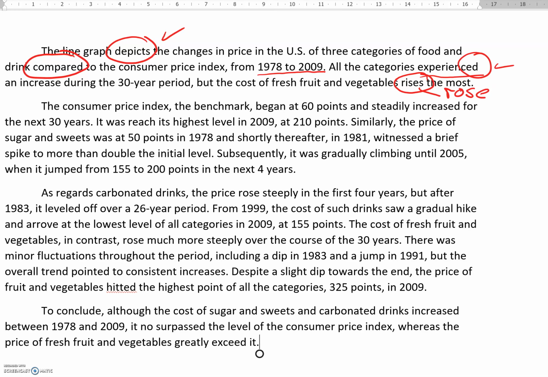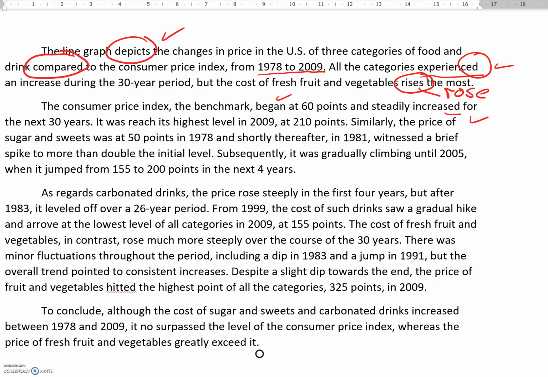Next paragraph. The Consumer Price Index, the benchmark, began. Yeah, okay, good. So that's past. At 60 points and steadily increased. Ed, past, yeah, for the next 30 years.